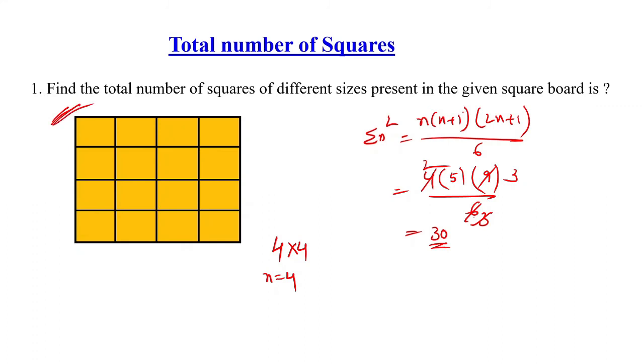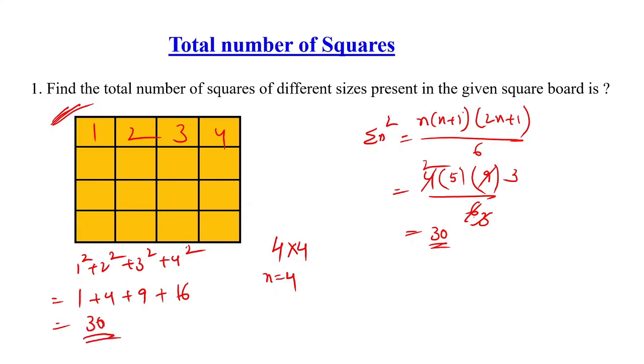Without using this formula, directly apply the trick. 1, 2, 3, 4. Now take 1 square plus 2 square plus 3 square plus 4 square. 1 square means 1 plus 2 square means 4, 3 square means 9, 4 square means 16. 10, 14 plus 16, 30. There are 30 squares in this particular diagram. Answer is 30. I think this method is very easy. Without remembering this particular formula, apply this shortcut. First of all, write the numbers, then square those numbers and add. That is the final answer.